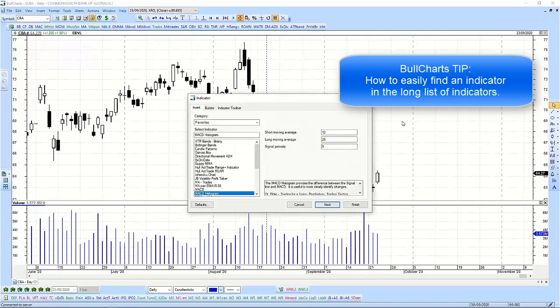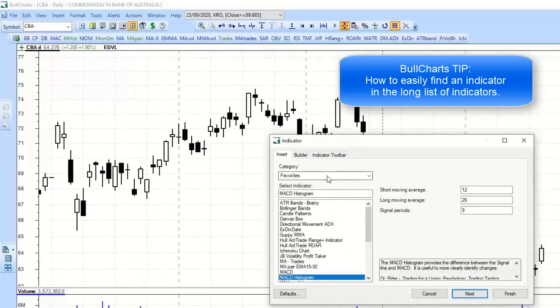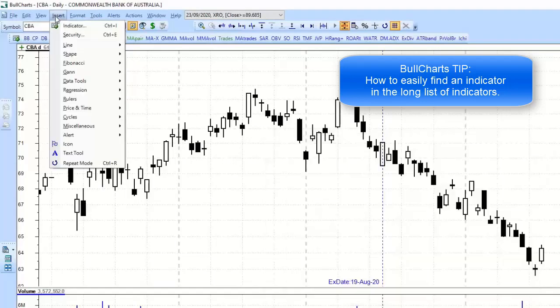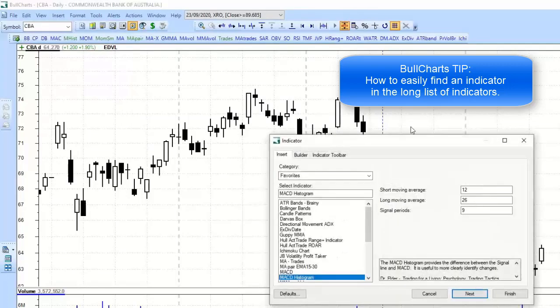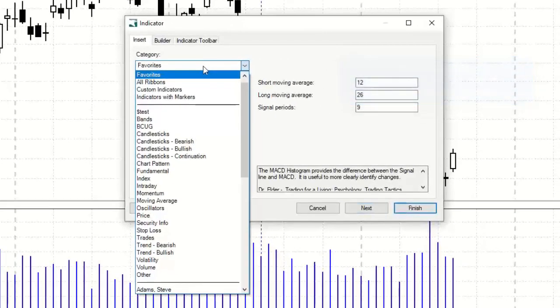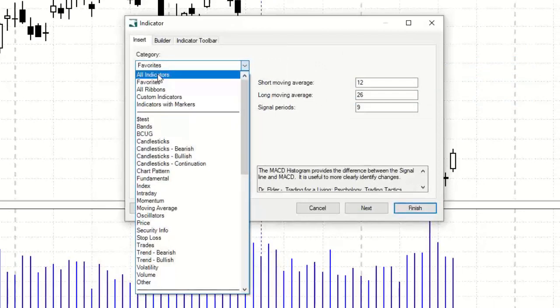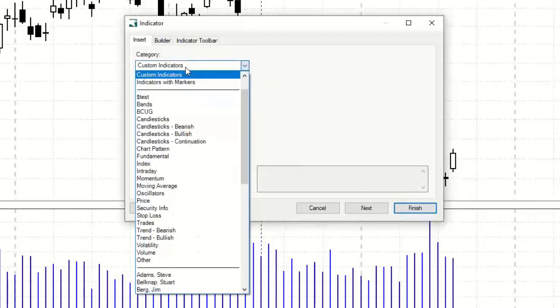So if we're looking for Alan Hull's indicator or any indicator, don't forget when you go to insert indicator, you can do this either from the menu, or like it says there, Control I. I use the keyboard all the time, just go Control I. When you drop this drop down, there are a number of options that limit or reduce the list of indicators we're looking at: all indicators, favorites, ribbons, custom indicators. All of your own indicators will be listed under custom, so you don't see all of the standard ones.